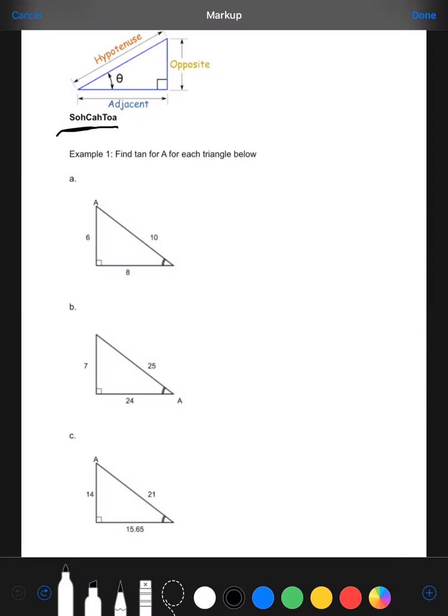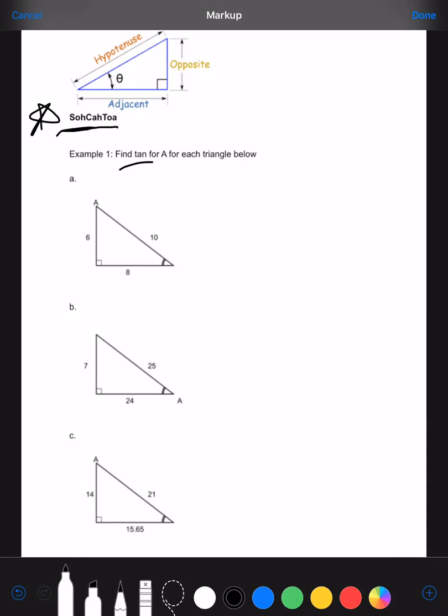So today we're going to talk about trigonometry ratios. So if we look up here, we have this word-like thing. This is SOHCAHTOA. SOHCAHTOA is an acronym that helps us remember the ratios for sine, cosine, and tangent. Today, we're going to be working on just the tangent part of it.